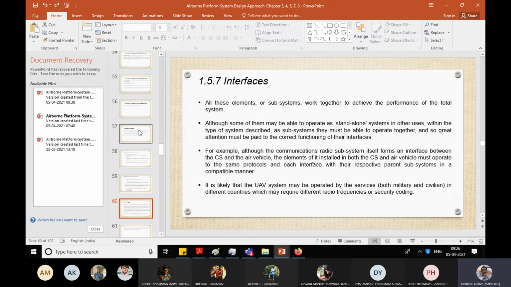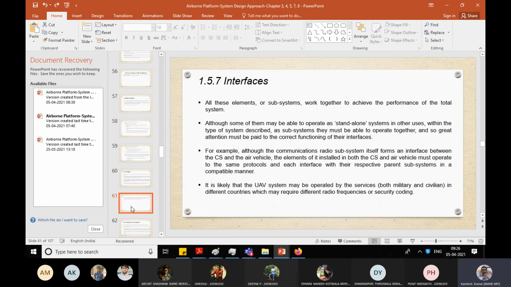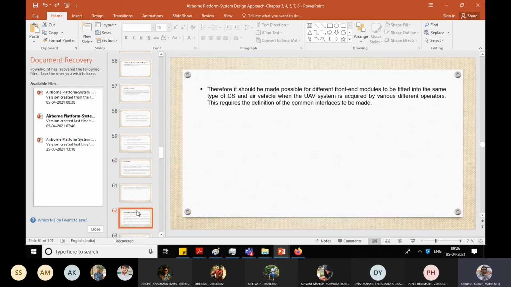And throughout this scenario, either navigation or communication, various types of protocols are going to work for the interfacing. I'm not going to discuss the details, but you should remember interface is also a very important point of this.